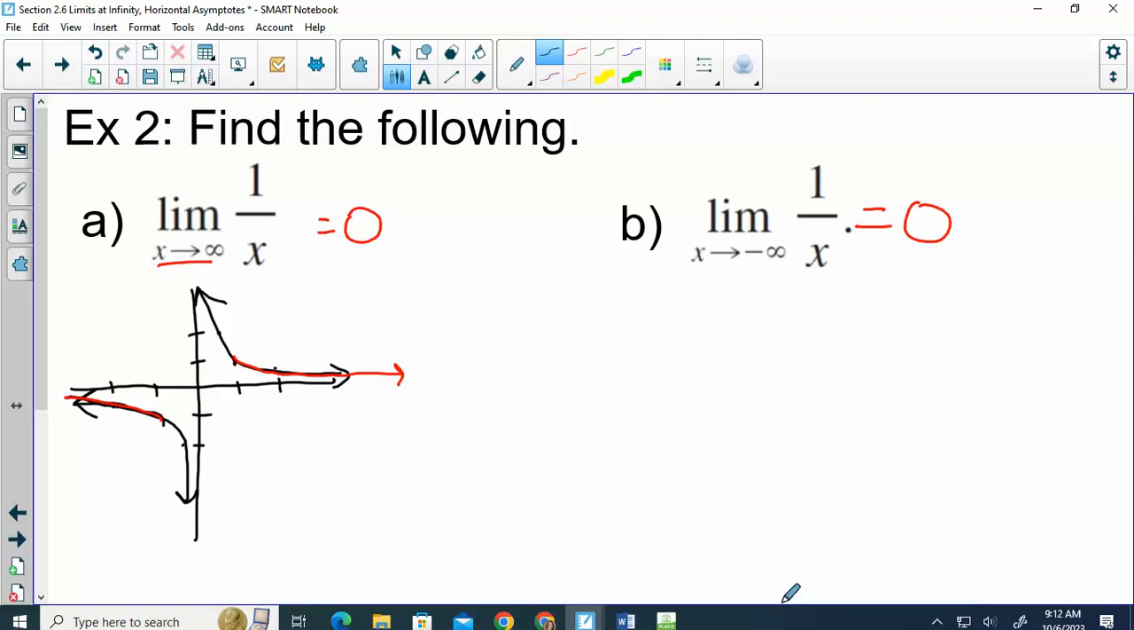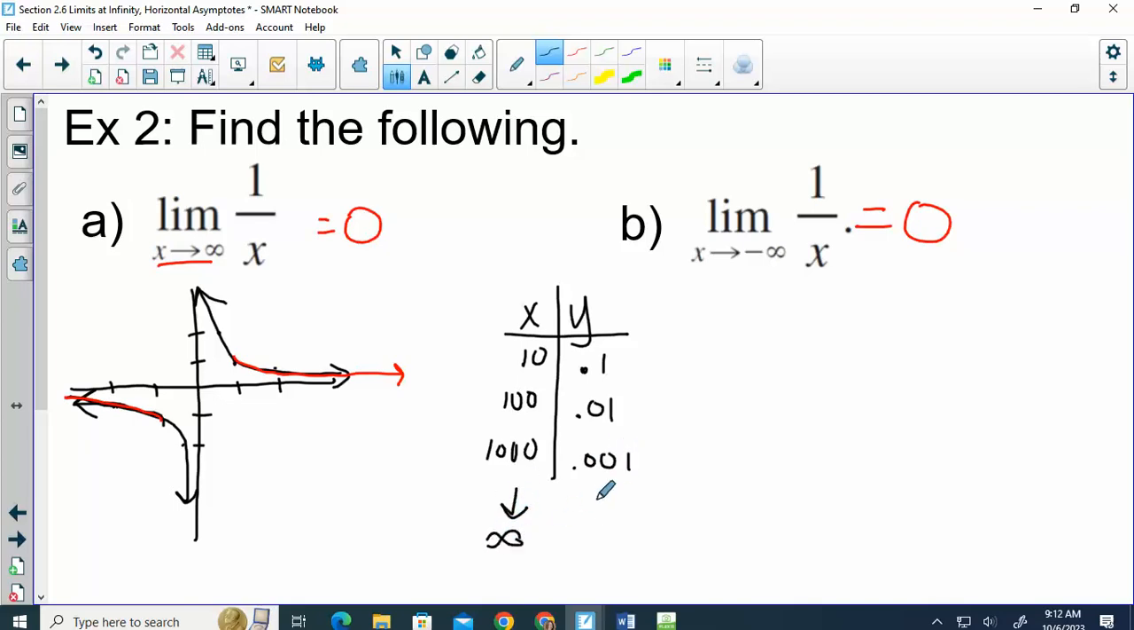All right, so if we wanted to think through this, we could just plug in numbers too, right? That's another option. As x is going to infinity, it's getting larger and larger. So you might put in like 10, 100, 1,000. What is 1 over 10? What is 1 over 100? 1 over 1,000. Okay, so we can tell x is going to positive infinity, and this is getting smaller and smaller. It's going to 0. Right?